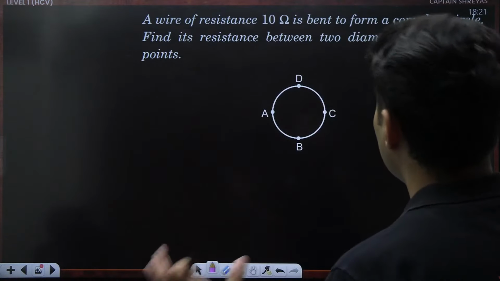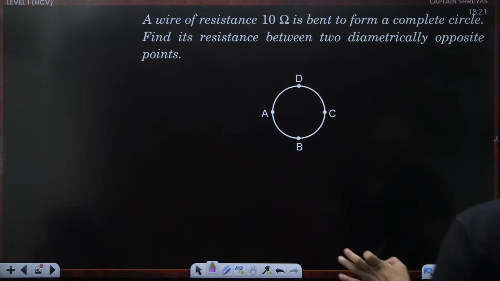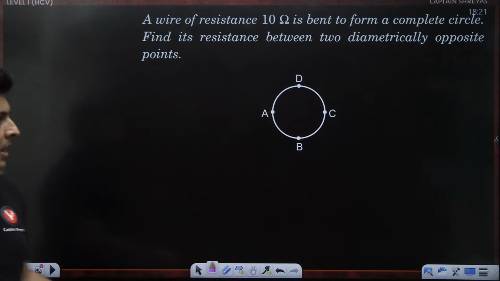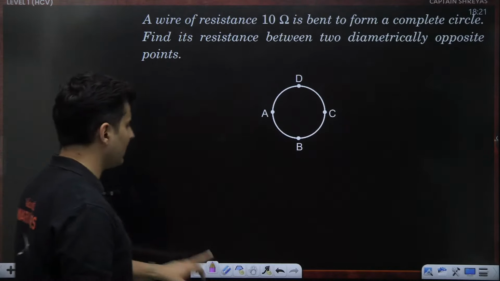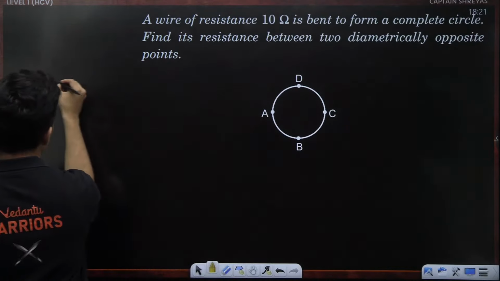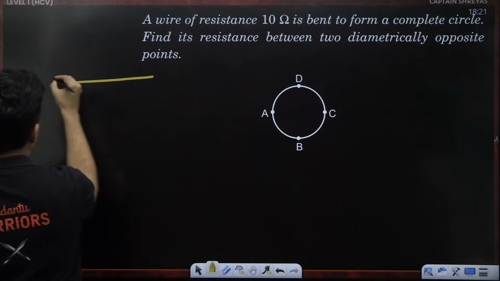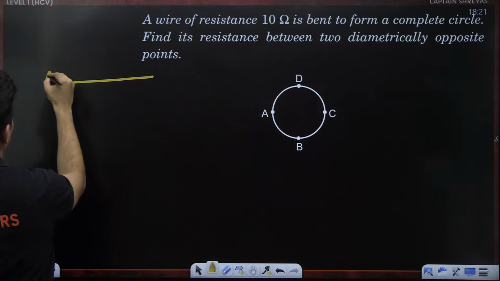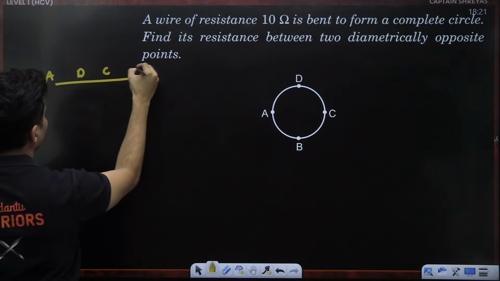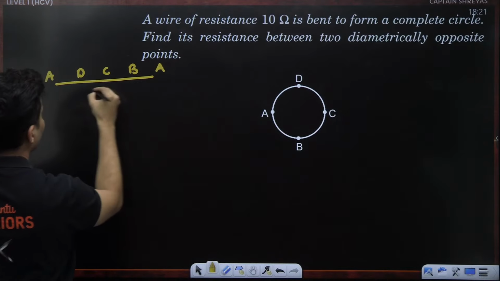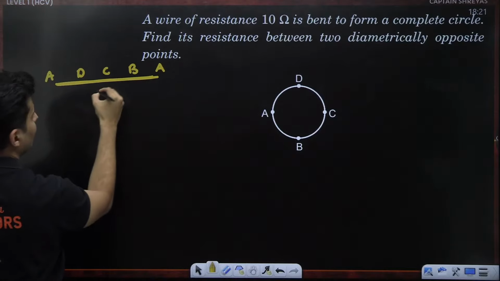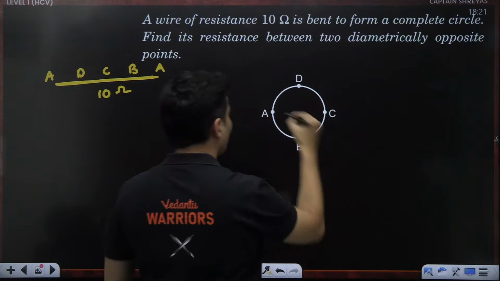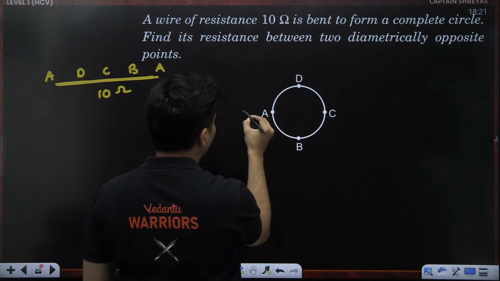A wire of some resistance is bent to form a circle. Find the resistance between the two diametrically opposite points. Very interesting. Now the entire wire's resistance is 10 ohms. Mind it, this entire wire, from A, D, C, B and back to A, is basically 10 ohms. Now you have to find it between two diametrically opposite points.